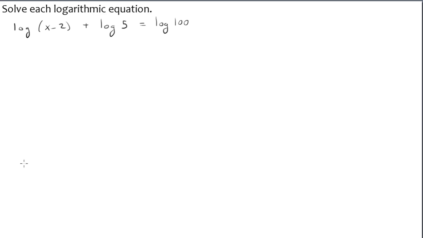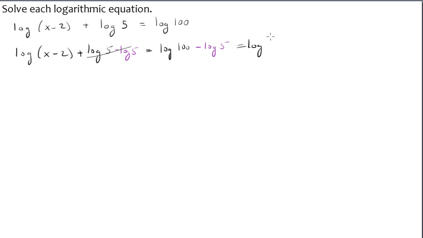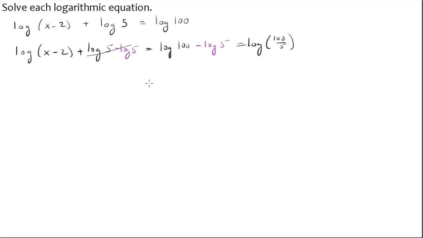Hey everyone, we're solving some more logarithmic equations here, and I've got the log of x minus 2 plus the log of 5 is equal to the log of 100. And what I'm going to do is rewrite this by getting rid of this log of 5. I'm going to get it over onto the other side. And it'll reduce here, and we'll have the log of 100 over 5 on the right hand side.